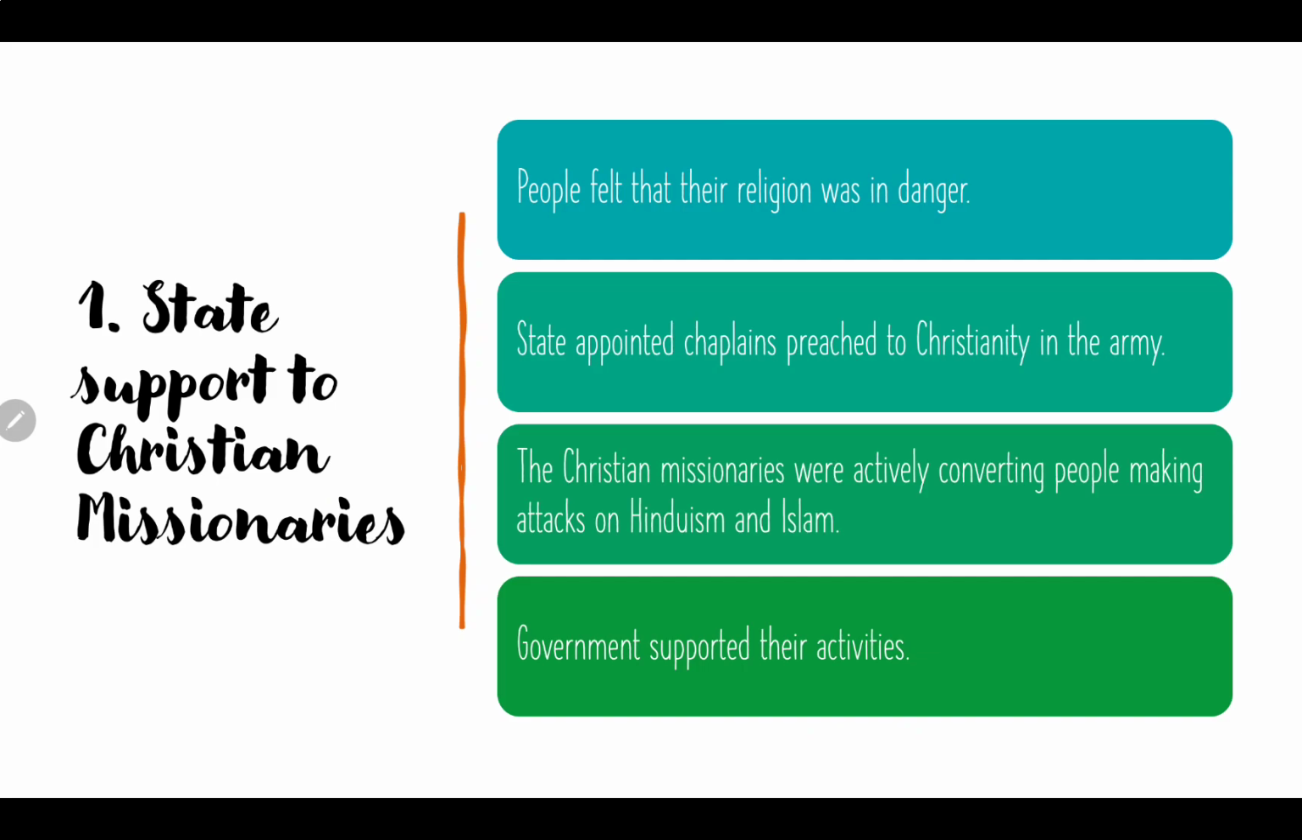Now, let's talk about the first religious cause, state support to Christian missionaries. People felt that their religion was in danger. The people were fearing that their religion was in danger, because India is a Hindu as well as Muslim country, a Hindu dominated country. But when the British came, they brought their own religion, Christianity, and when Christianity entered, the people of India thought that their religion was in danger.